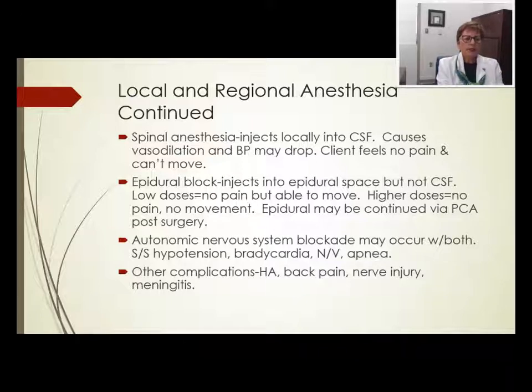An autonomic nervous system blockade may occur with either spinal or epidural. And the patient may all of a sudden feel that they can't breathe. And the other symptoms that you may see are hypotension, bradycardia, nausea and vomiting, and apnea.